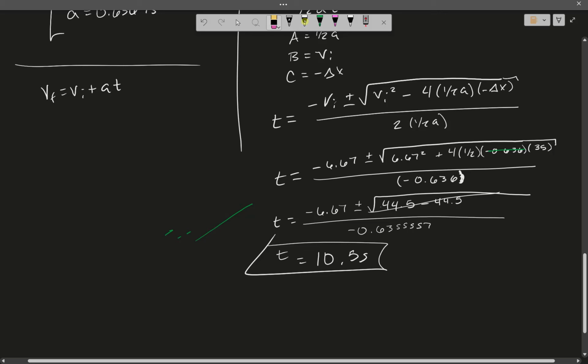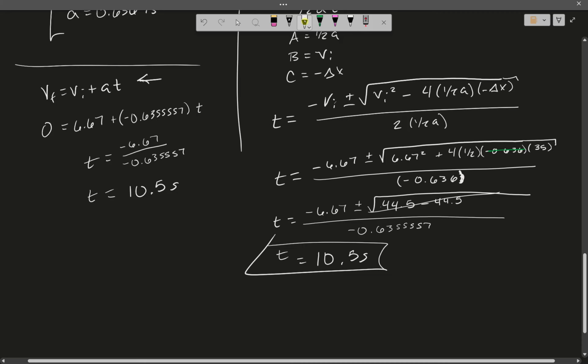Now the other way that I can solve this is using this kinematic equation, which will be much more straightforward because my final velocity is 0, my initial velocity is 6.67, I have my acceleration, which was negative 0.63555557, and I want to solve for time. If I rearrange this, I get that time is equal to negative 6.67 divided by negative 0.635557, and my time is going to end up being exactly the same.